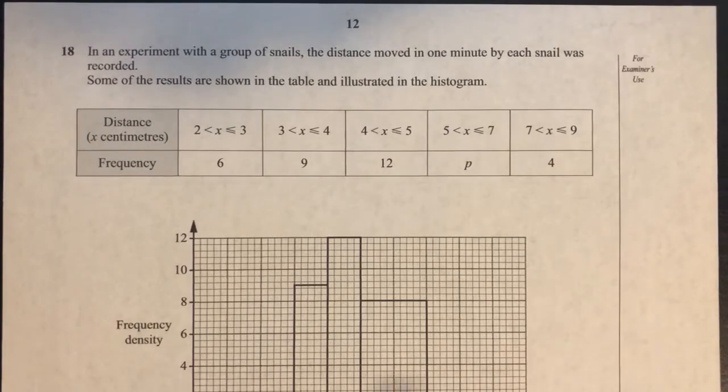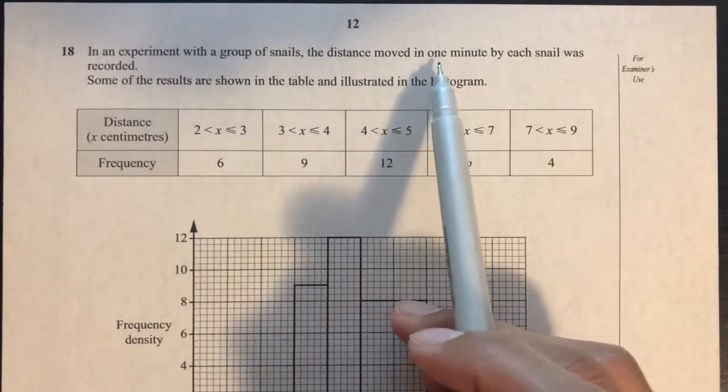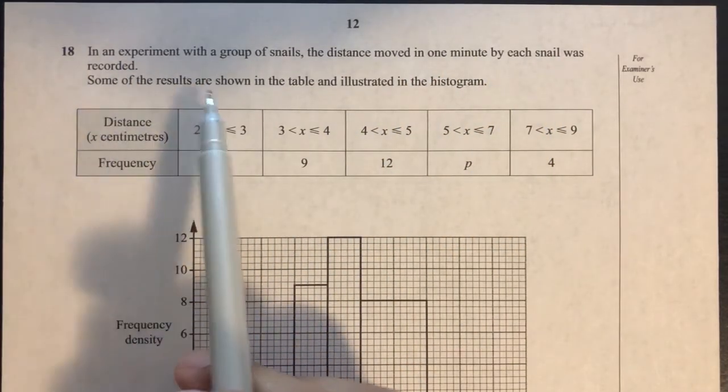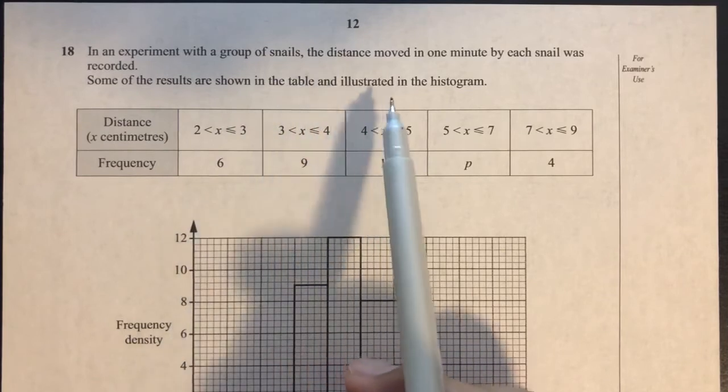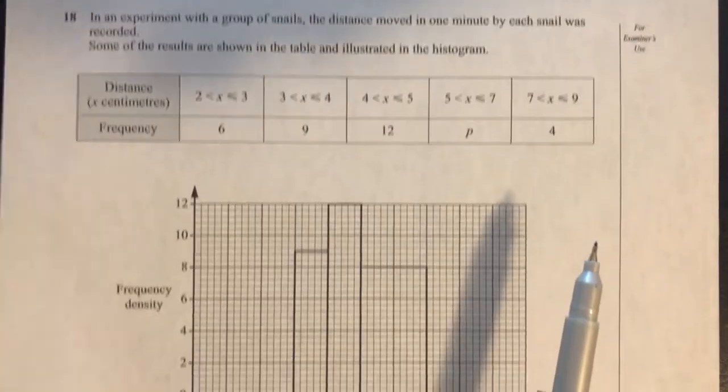Question number 18. In an experiment with a group of snails, the distance moved in 1 minute by each snail was recorded. Some of the results are shown in the table and illustrated in the histogram. So here we have a histogram.